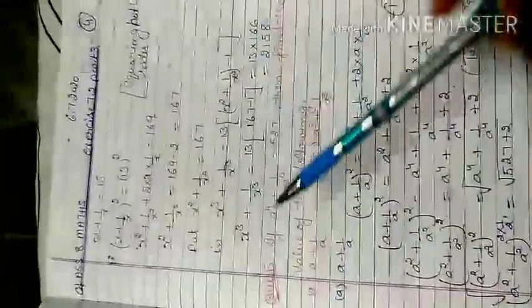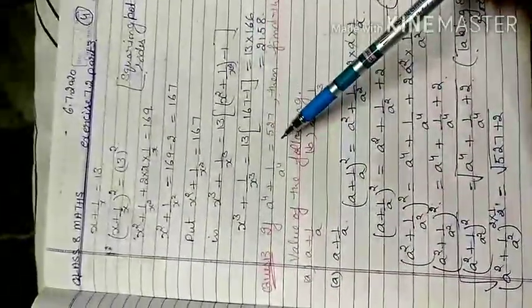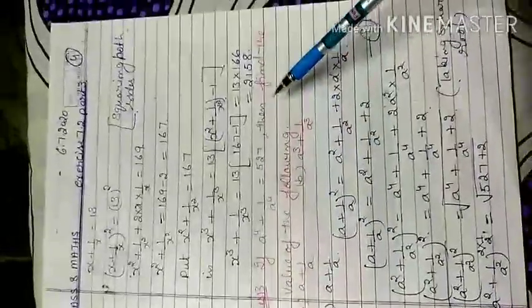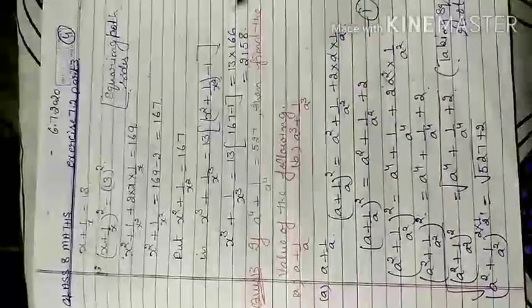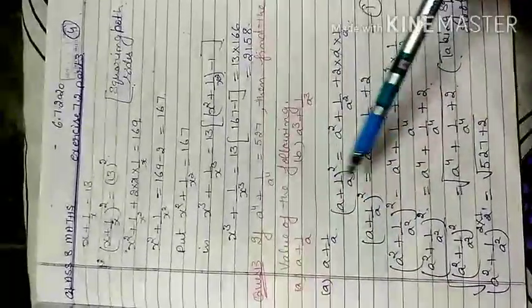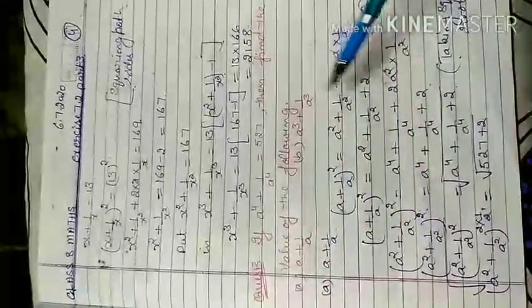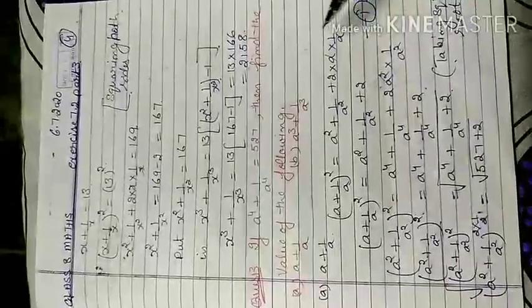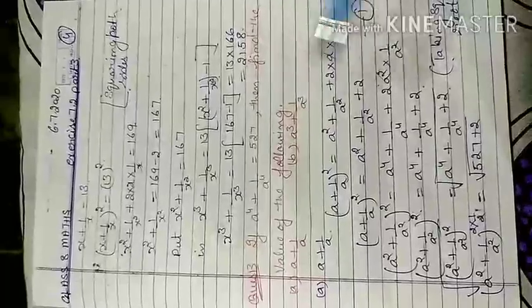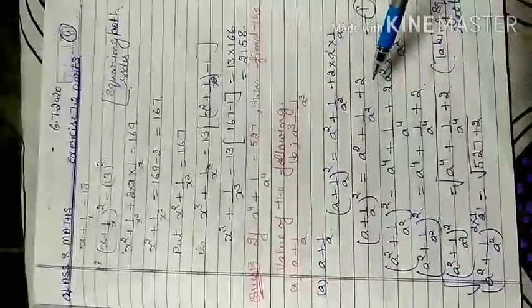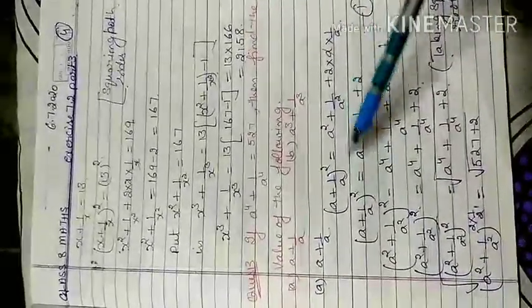Here also, a4 plus 1 by a4 is given to you, 527, and you have to find the value of a plus 1 by a, and a cube plus 1 by a cube. So here, a plus 1 by a whole square is a square plus 1 by a square plus 2 into a into 1 by a. So a plus 1 by a whole square gives me a square plus 1 by a square plus 2. So I need that value also.